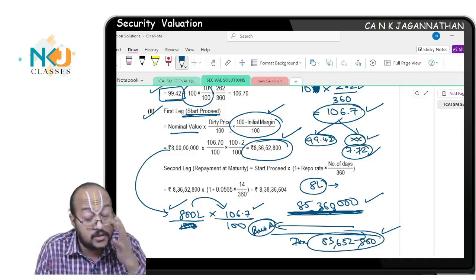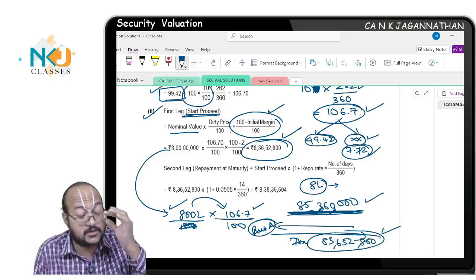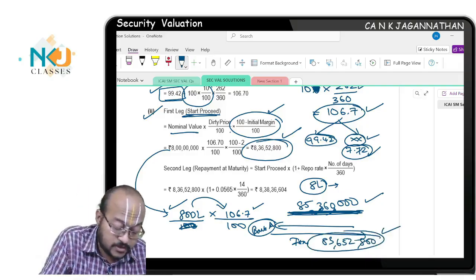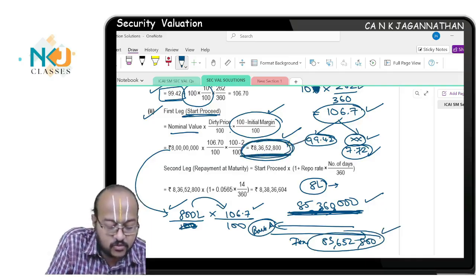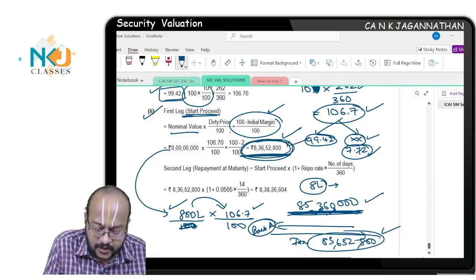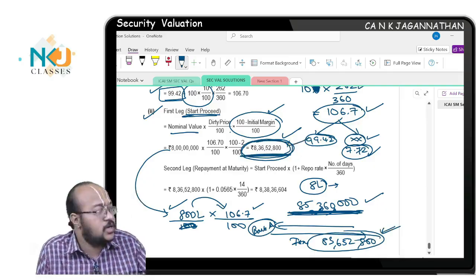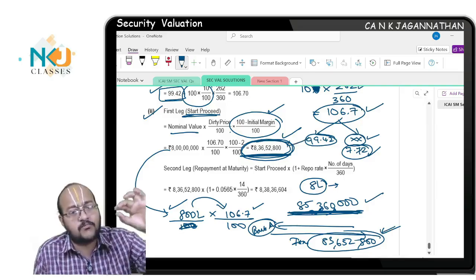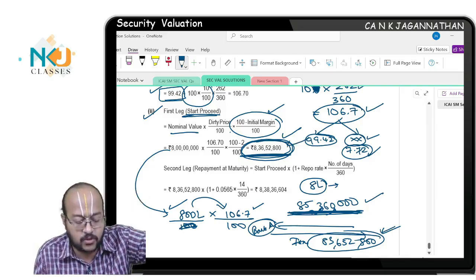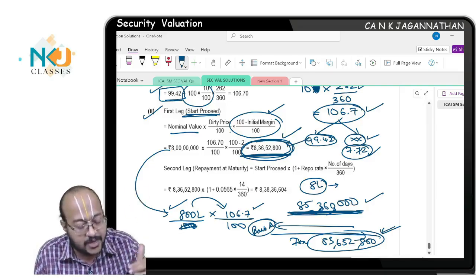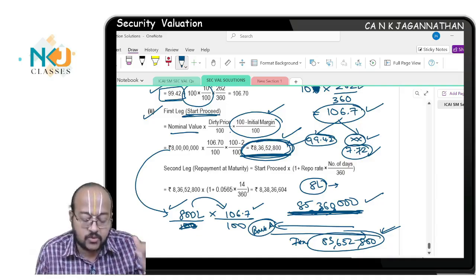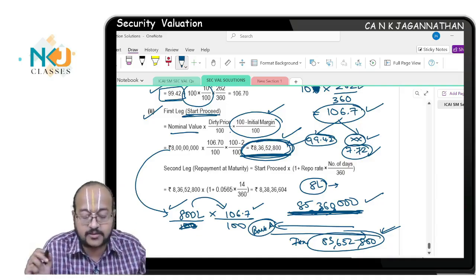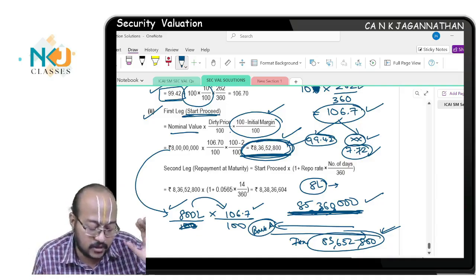This is called the proceeds from the first leg: 836.52800. Are you understanding this calculation? Don't worry, I have just shown you a different way. Dirty price will be there, you compute the number of bonds, and you get the total value of 853.60. From there, you reduce the 2% margin, and only 98% is released. So this bank will receive 836 lakh 52,800.